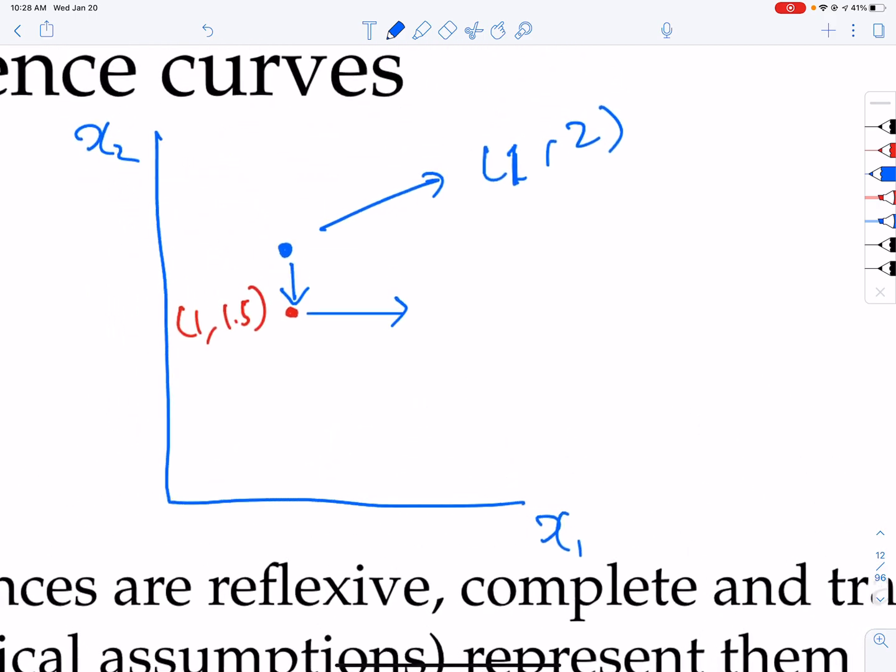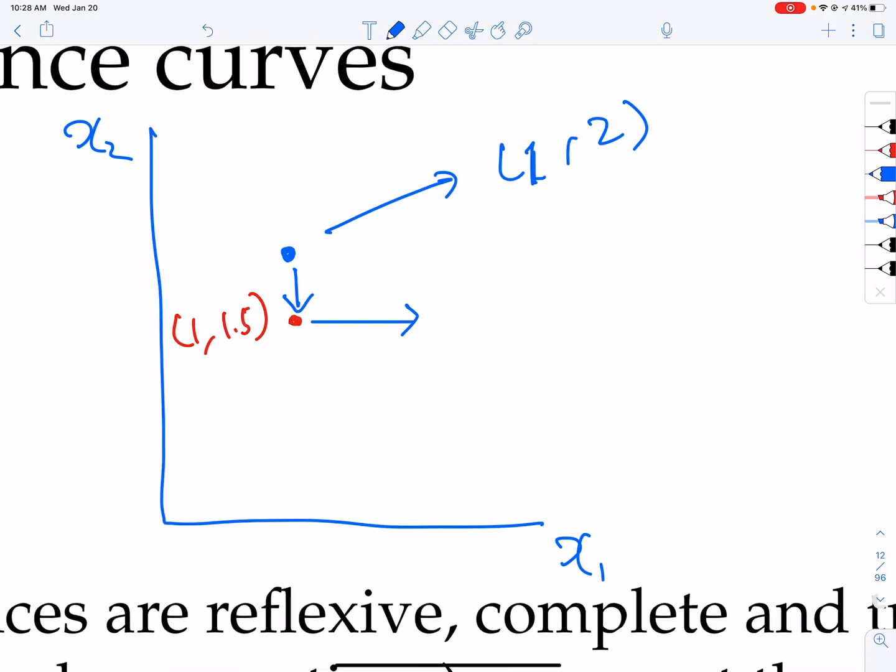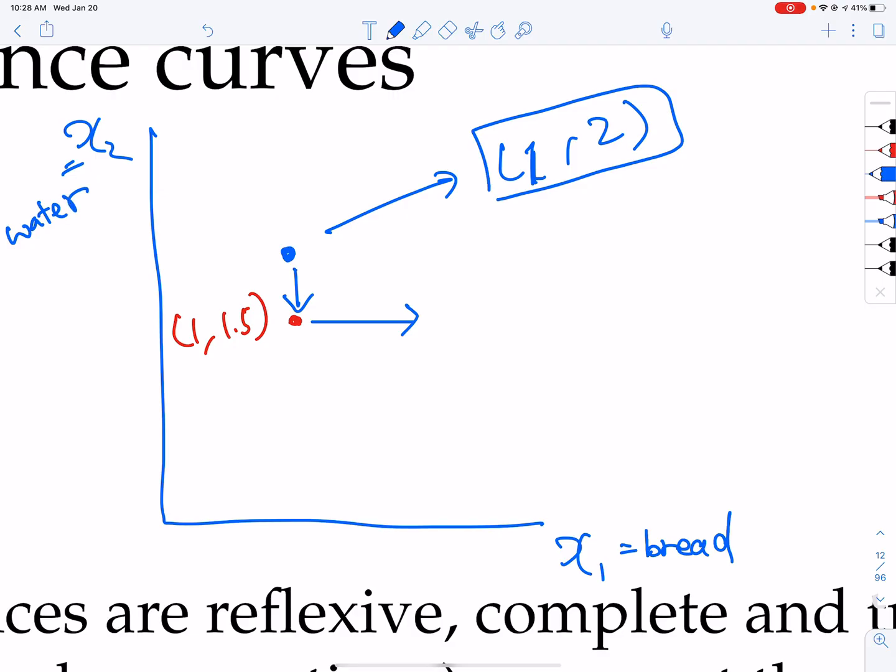So maybe I can make it a bit larger, right? Say this is the bread and the water. It's just a boring example, but let's say that's the case. So say when you become indifferent between (1, 2) and the new bundle, right?